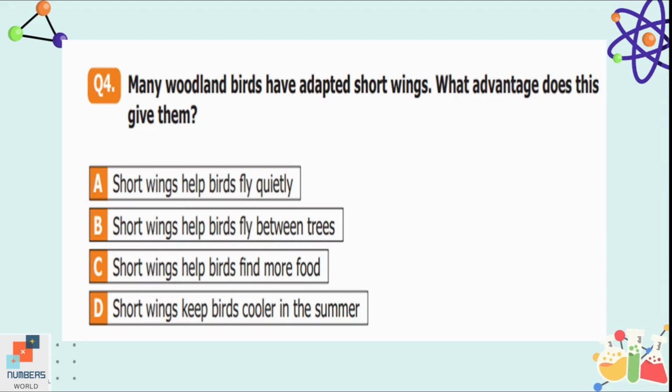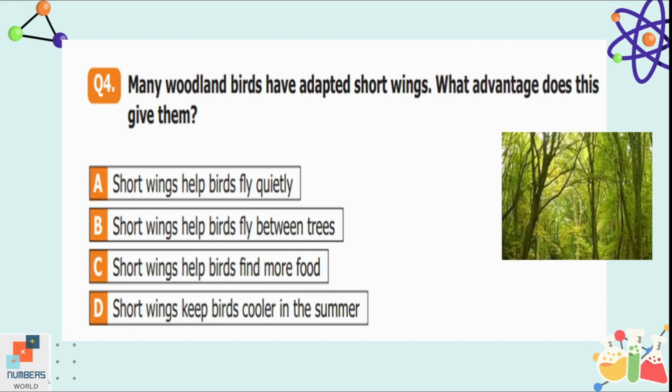Question number 4. Many woodland birds have adapted short wings. What advantage does this give them? Option A is short wings help birds fly quietly. Option B is short wings help birds fly between trees. Option C is short wings help birds find more food. And the last option is short wings keep birds cooler in summer.